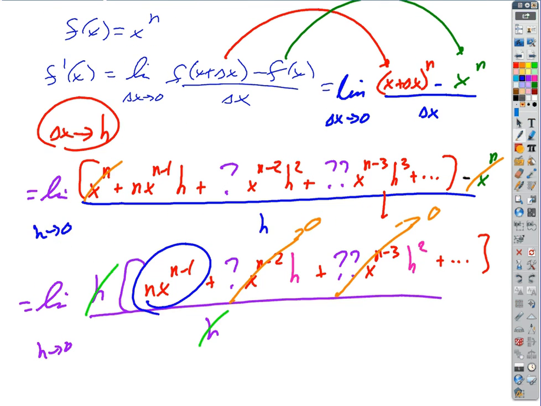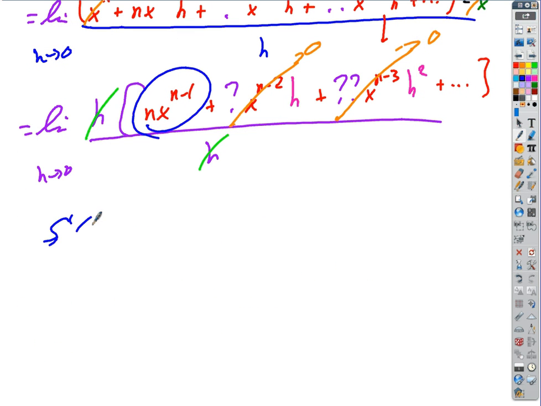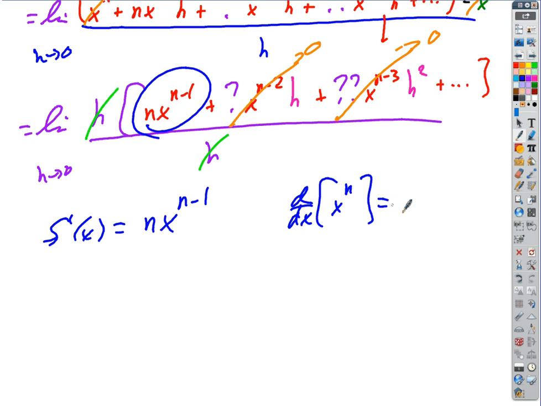So we got our answer, right? f'(x) is equal to n times x^(n-1). There's our generalized power rule. How about that? So we'll put a box around that. A lot of times the way we show that, like in a calc book, is we do something like this. The derivative with respect to x of x^n is equal to n x^(n-1).